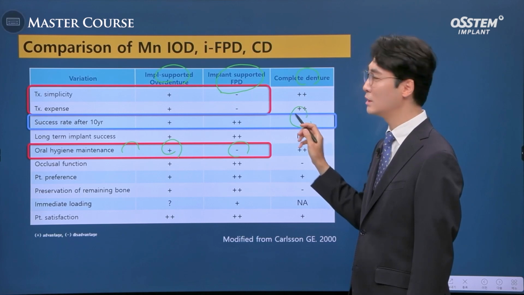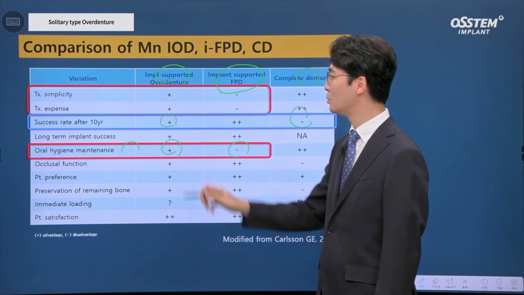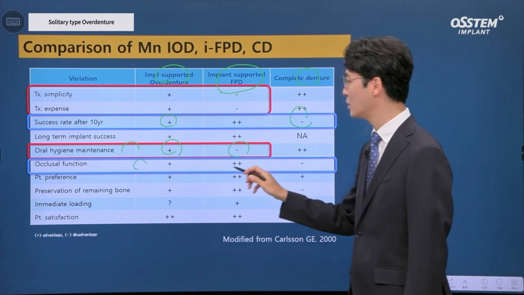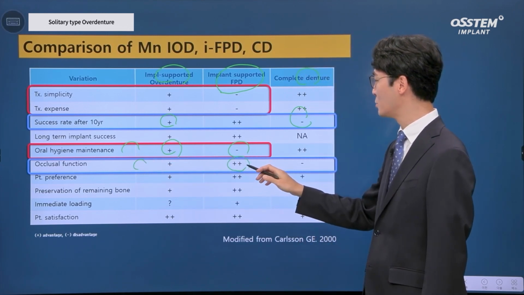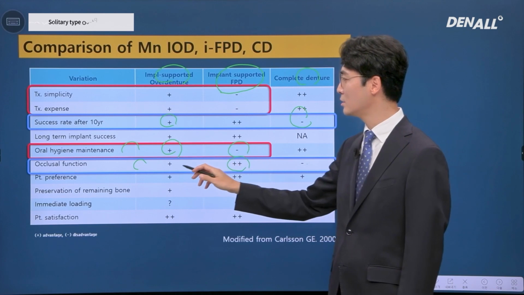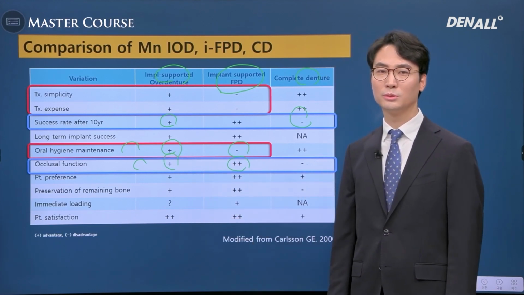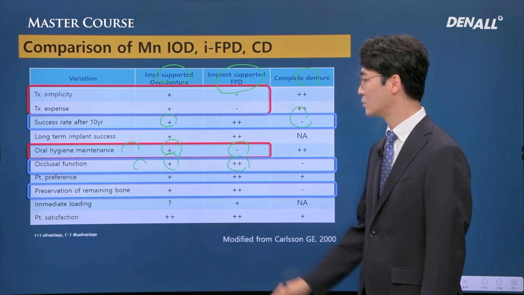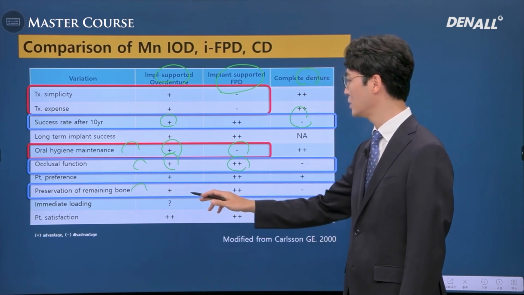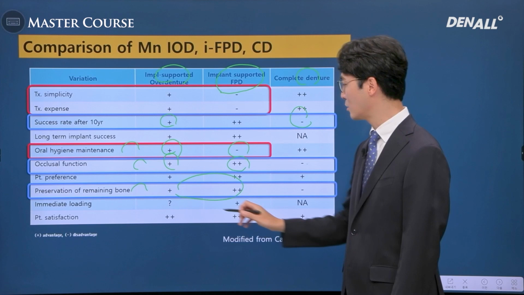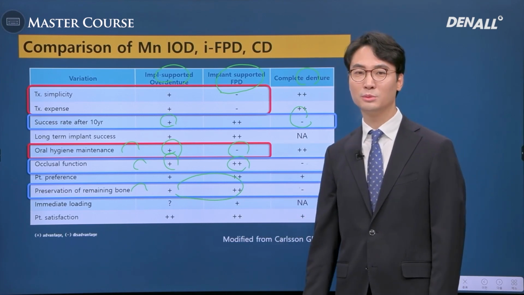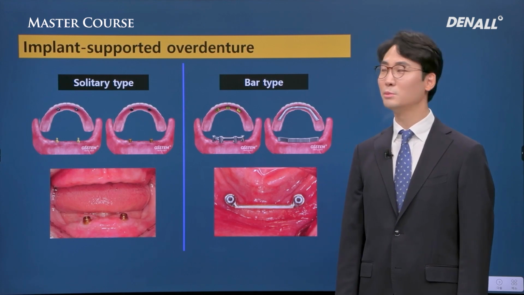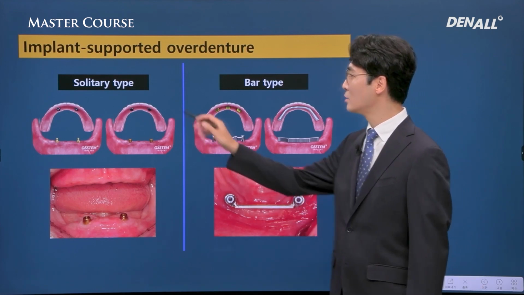If you look at long-term success rate compared with complete denture, implant-supported overdenture shows higher success rate, and in terms of function, when more implants are placed, it can provide better function, but compared with complete denture, implant-supported overdenture provides better function. Preservation of remaining bone. Implant-supported overdenture shows more favorable conditions compared with complete denture.